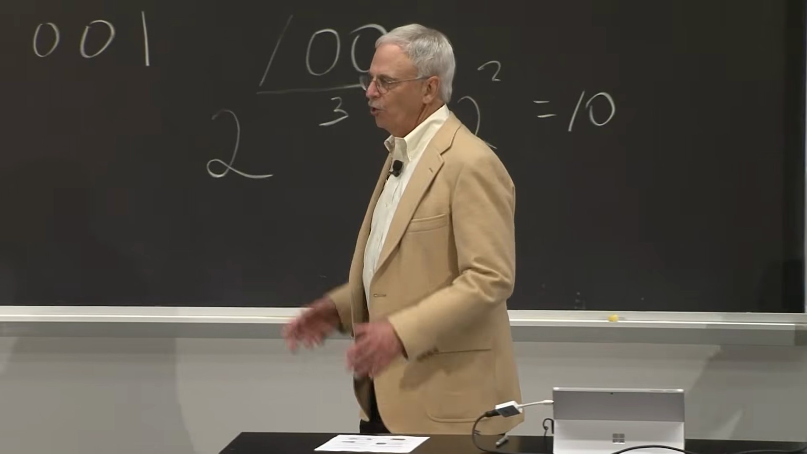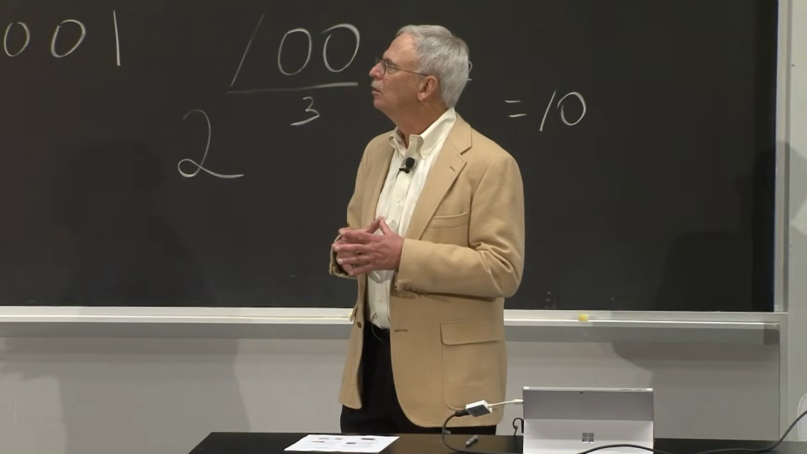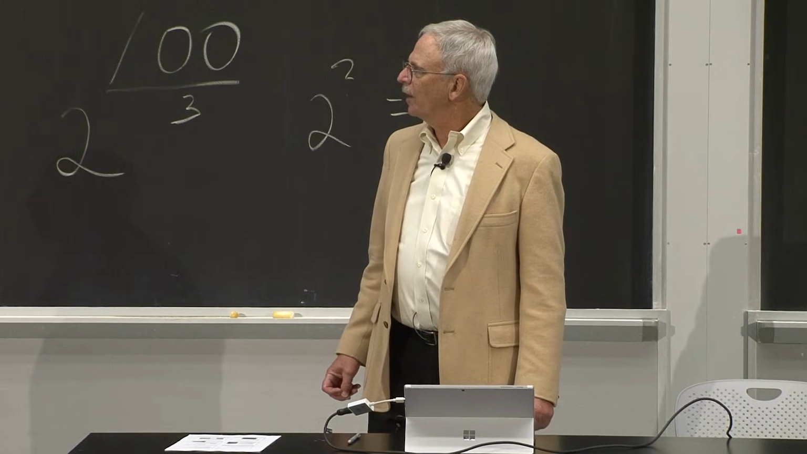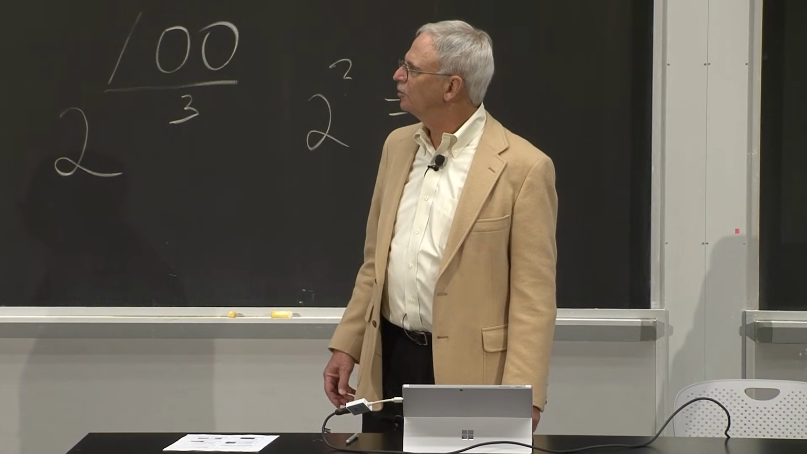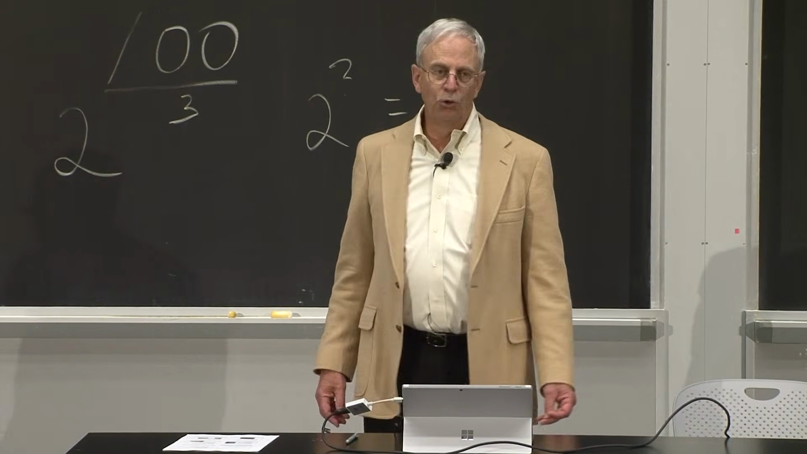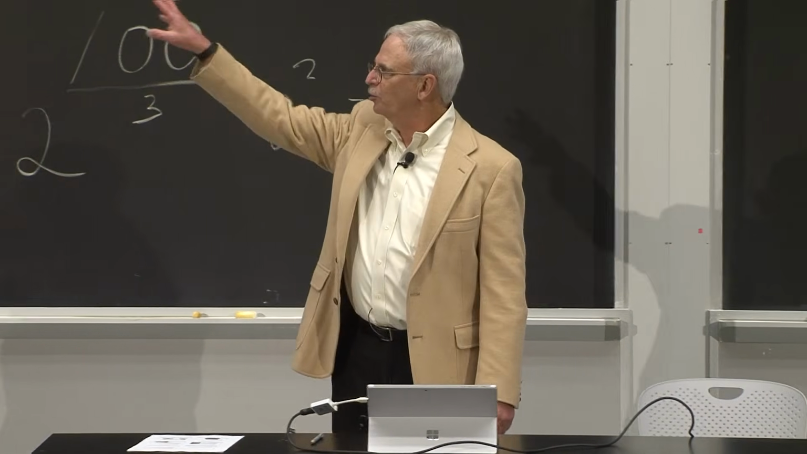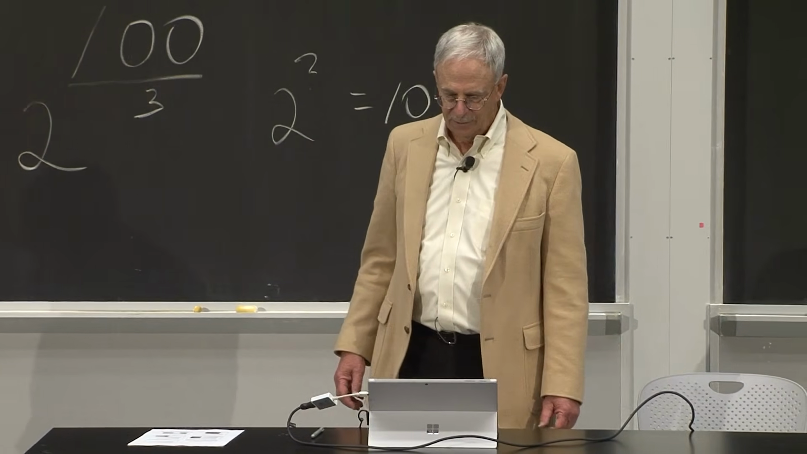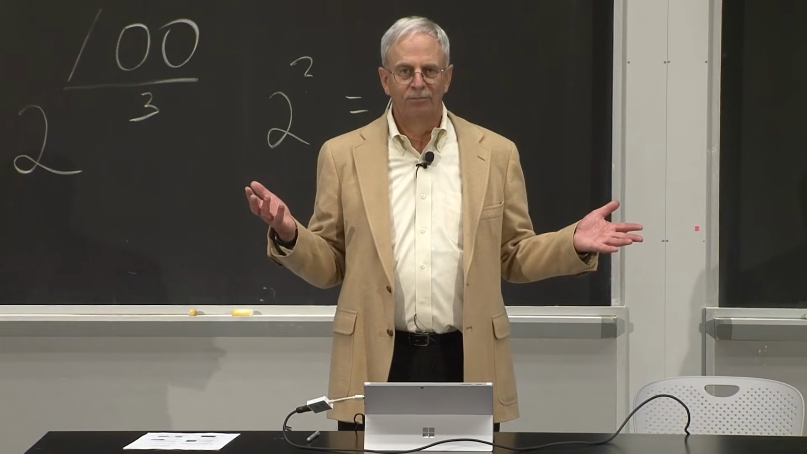Then I'm going to have a function called buildMenu, which will take in a list of names and a list of values of equal length and a list of calories that are all the same length. And it will build the menu. So it's going to be a menu of foods, rather. And I build each food by giving it its name, its value, and its caloric content. Now I have a menu.